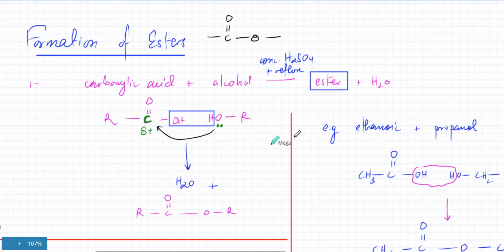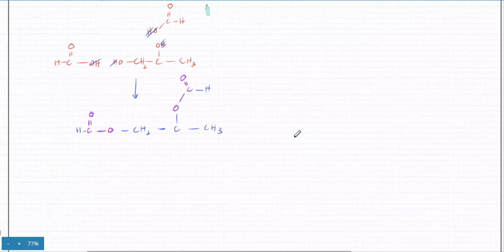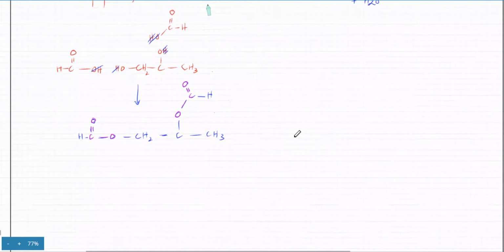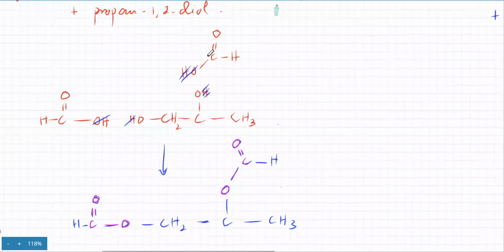Sir, could you show the propan-1,2-diol structure again? This one. Yes, this is propan-1,2-diol. There's three carbon atoms. One OH would be on the first carbon atom, and one OH would be on the second carbon atom. And it was reacting with methanoic acid. So you would need two methanoic acid molecules: one would react with one of the OH groups, and the other would react with the other OH.